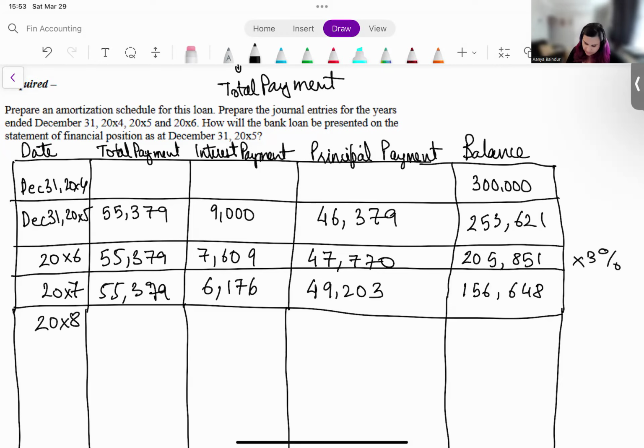In 20x8, again, our total payment is 55,379. So the interest payment is this times 3%, which gives us 4,699. Now 55,379 minus 4,699 gives us 50,680. So let's see what our balance comes down to. 156,648 minus 50,680 gives us 105,968.